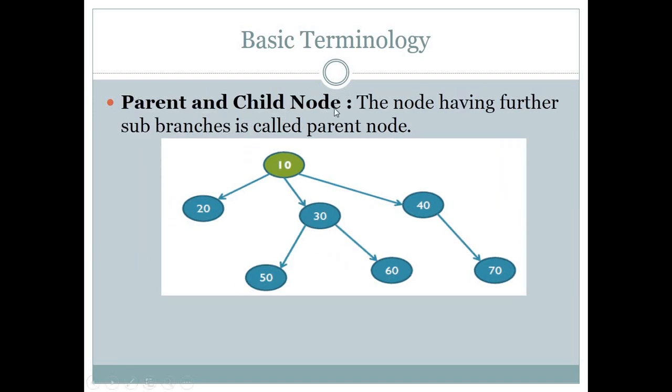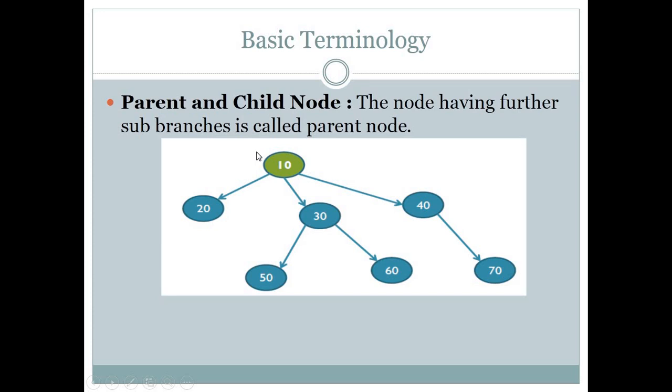Second, parent and child node. The node having further sub branches is called a parent node. Means which node has further sub branches is known as a parent node. So here we can say 10 has sub branches, means 20, 30 and 40. So here 10 will be the parent node. Again we see here that 40 has further sub branches. So 40 will be the parent node. 30 will have further sub branches. So 30 will be the parent node.